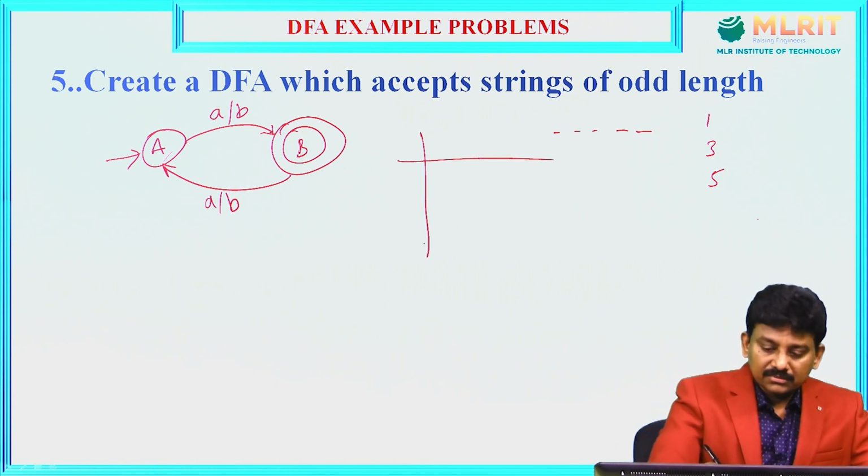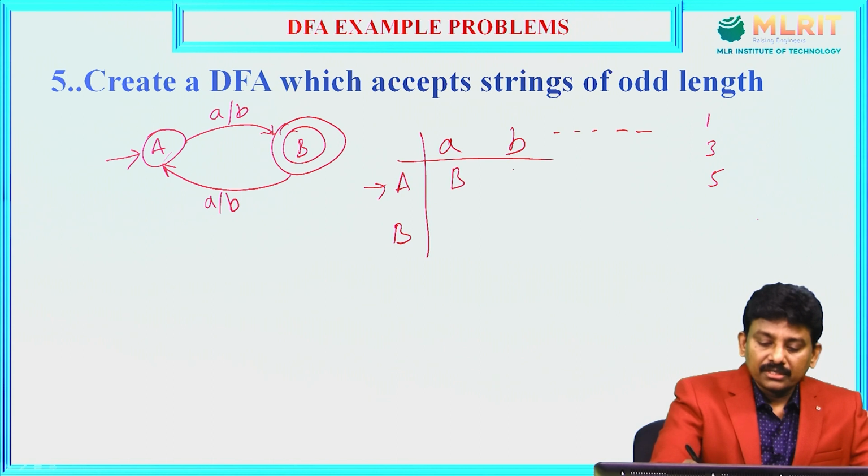Transition diagram: states A, B. A is the initial state, input is A, B. A on A going to B, A on B going to B, B on A going to A, B on B going to A.